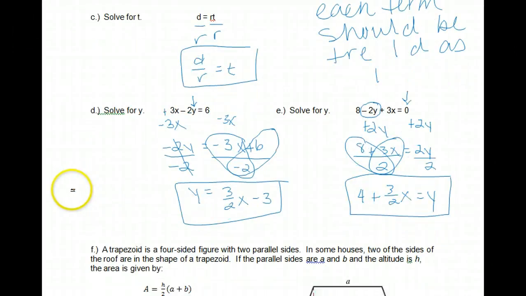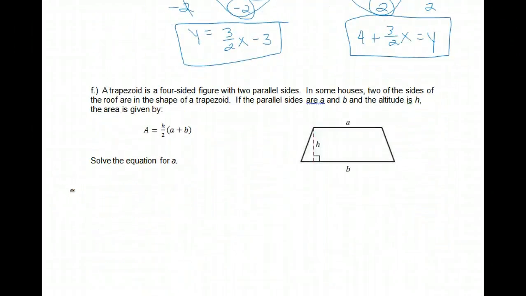One final example for this section, and we're told that a trapezoid is a four-sided figure with two parallel sides. In some houses, two of the sides of the roof are in the shape of a trapezoid. If the parallel sides are A and B, and the altitude is h, remember that an altitude is the height, the area is given by A equals h over 2 times quantity A plus B. Solve the equation for A.